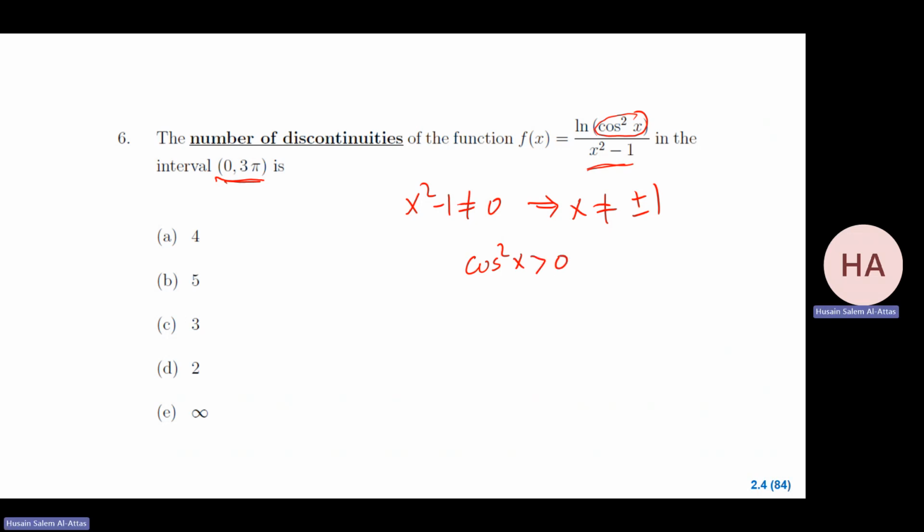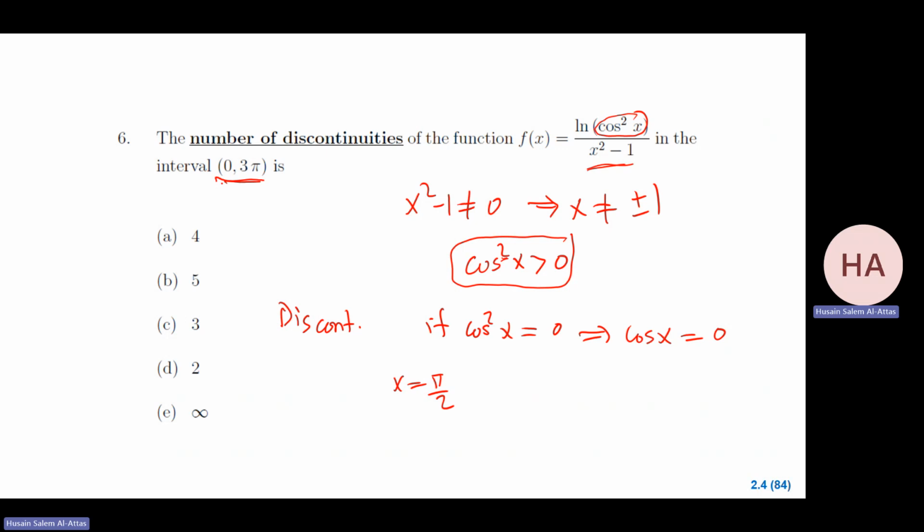I need the number of discontinuity. This is to find the continuity, but to find the number of discontinuity, I need to check when this will not be true. Cosine squared cannot be negative, but I have discontinuity if cosine squared x is equal to 0. Cannot be less than 0, but if it's equal to 0, then I have discontinuity. Cosine squared equals 0 means cosine x equals 0. When cosine x equals 0, I know x equals pi over 2.